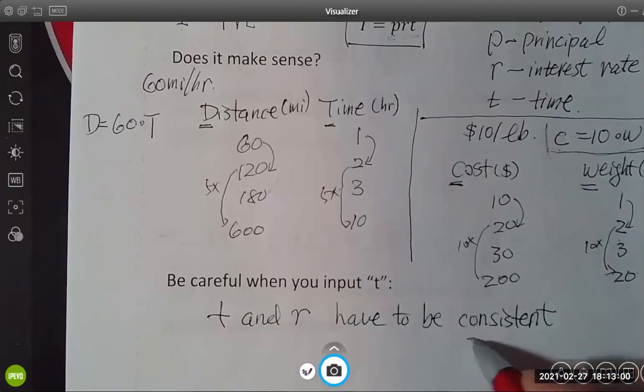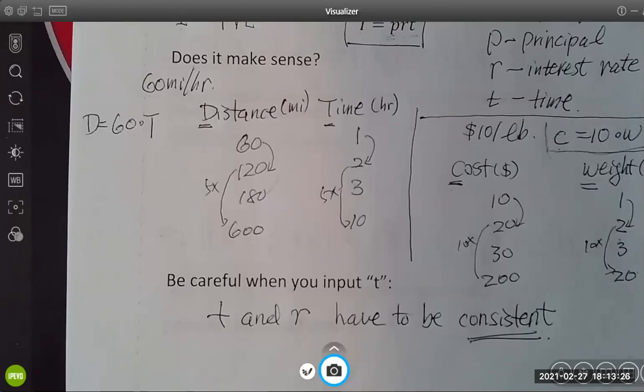So what does it mean to be consistent? Most often, you will hear annual rate, yearly rate. That is the most popular period for the interest rate. But there are other interest rates, like quarterly rate, monthly rate, daily rate, weekly rate. We even have an overnight rate, but that's not for average people. Nonetheless, they exist. So you must be sure your time is consistent with the interest rate.